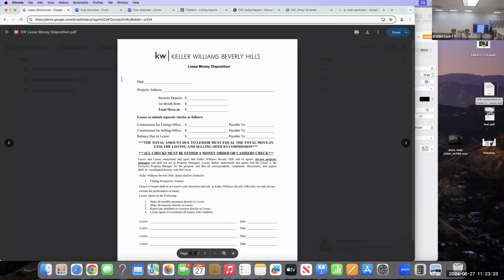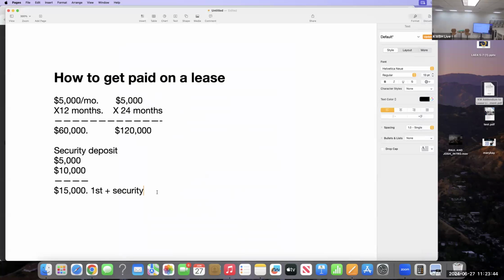So I would just say look into the law. Now we're going to go back. How are we getting paid? It's very important. On a one-year lease, if the rent is $5,000 a month times 12 months, that's $60,000, the value of the lease. The landlord is going to get their due: $5,000 first month and $10,000 security.